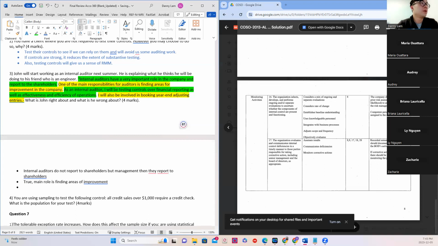As an internal auditor, I will be testing controls over financial reporting as well as effectiveness and efficiency. True or false? I think it's false. Elizabeth, what are you thinking behind it? Testing controls over financial reporting as well as effectiveness and efficiency of operations. Oh, sorry, I misread this. This is internal auditor. I was thinking external auditor. Sorry, I'm wrong. Lee is right. I would go with true.